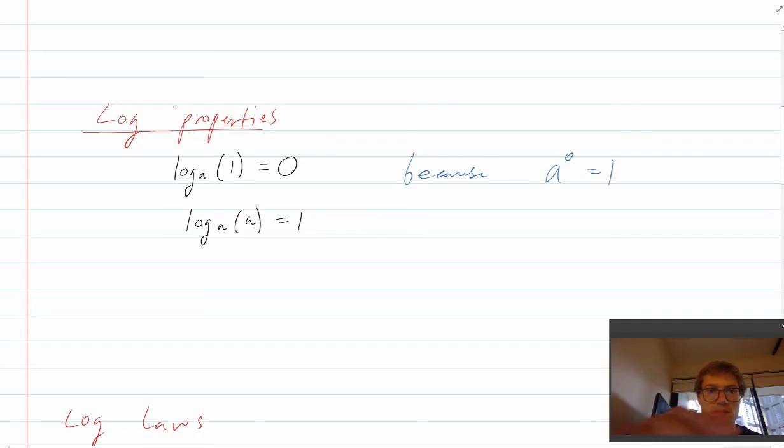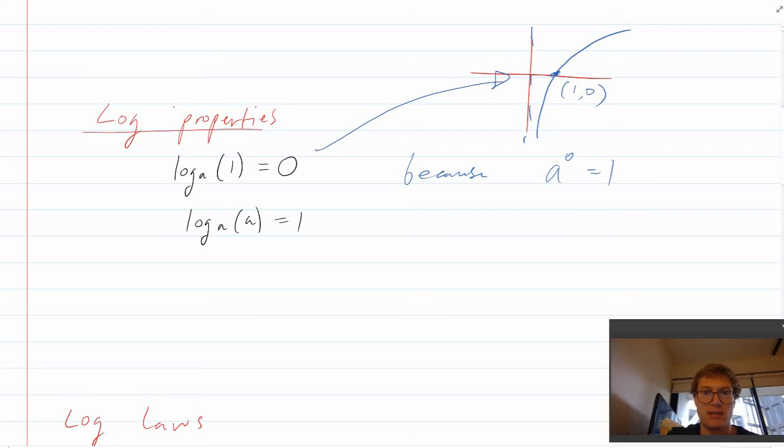This one's particularly important when you think about it to remember the basic log graph. Vertical asymptote goes this way and its x-intercept is 0, 1. Oh, whoops, I've written that backwards. Sorry about that. 1, 0. So you can see that's the standard x-intercept, and that comes from this property. That's what that's really talking about.